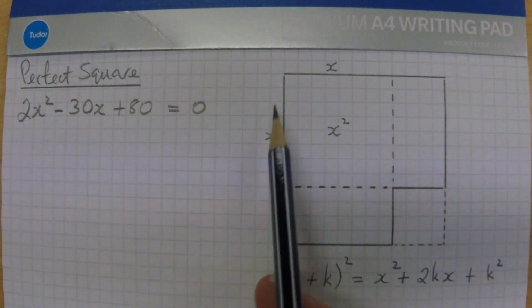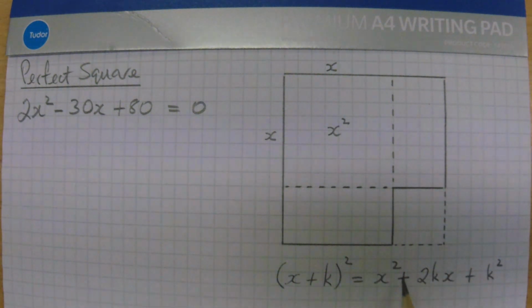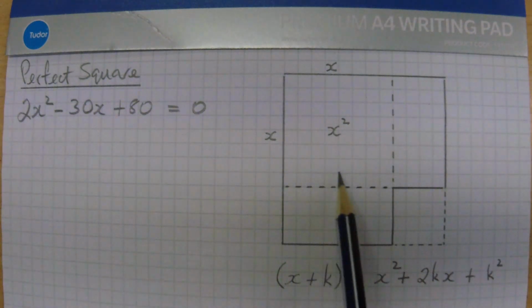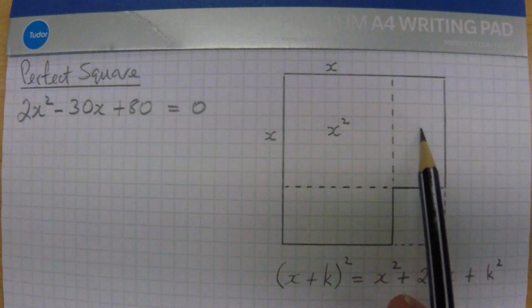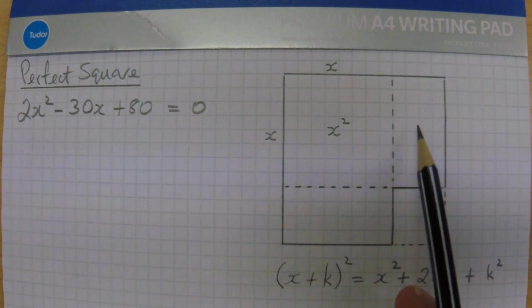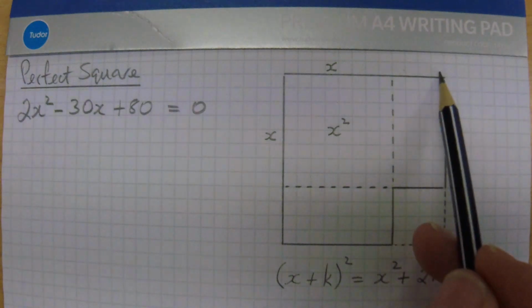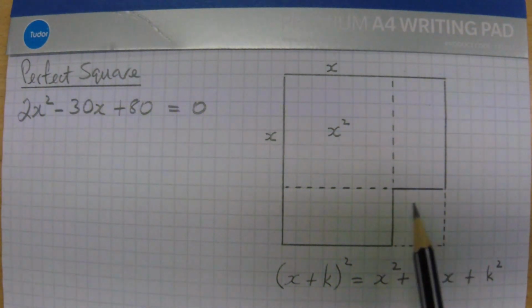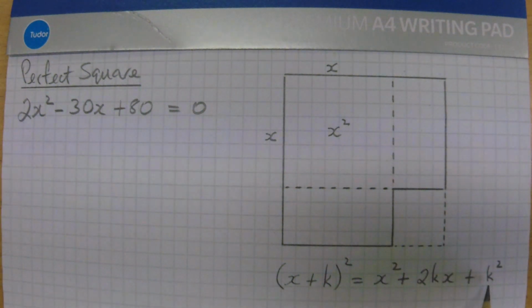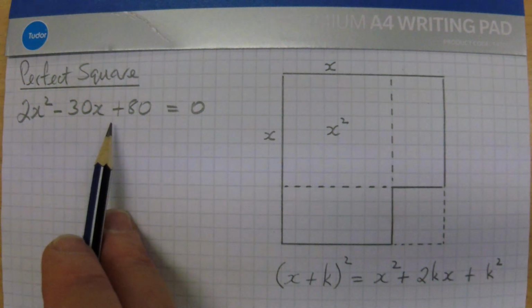So I can represent that on the diagram here. The x squared term is this large section of the diagram. 2 times k times x, well, each of these parts would be k times x. That distance would be k, that would be k, and the last little bit, the missing bit, is the k squared. So let's see how we can use that rule in our formula.